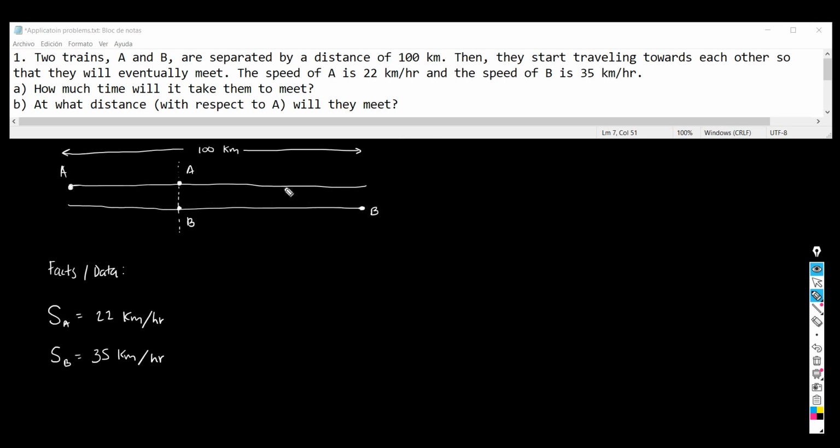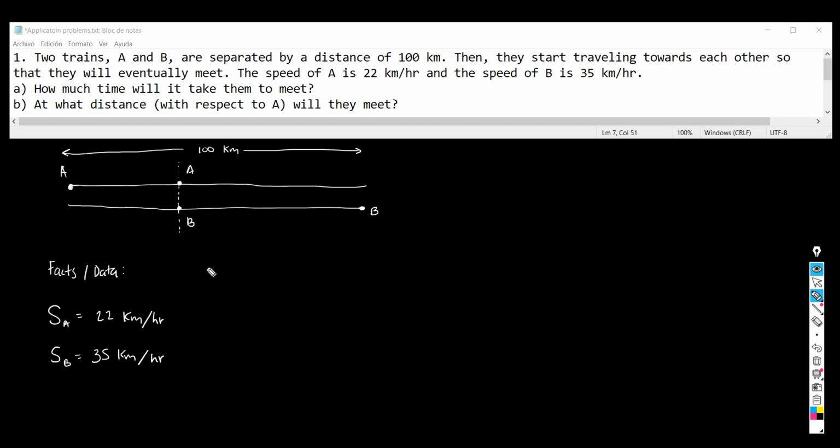Okay, so how much time is that going to take from the moment they start traveling? And let's assume that they start traveling at the same time. That's a fact I forgot to write in here. That's a very important fact. We have to specify that they start traveling at the same time. So how much time is it going to take for the trains to meet? That's the question. Okay, so let's solve it.